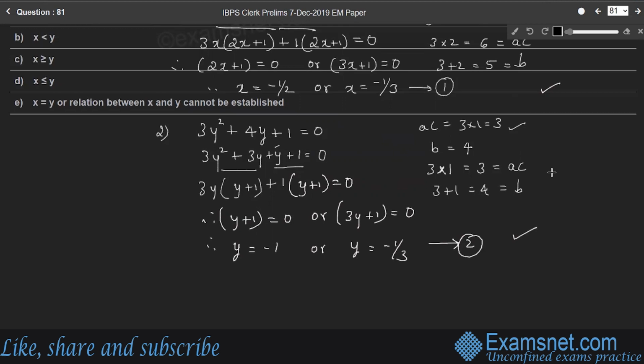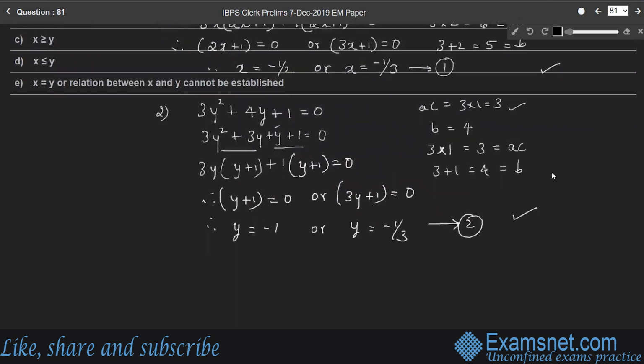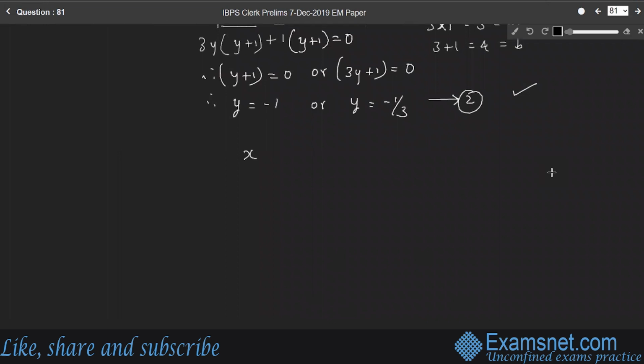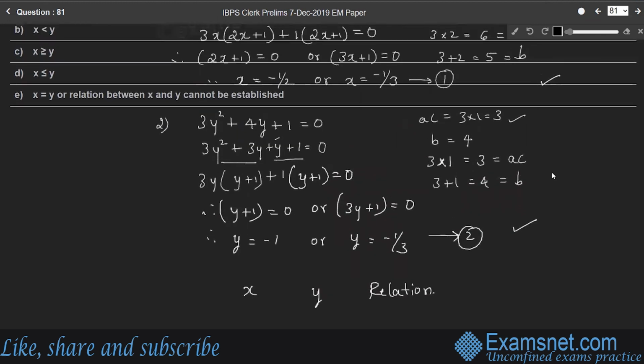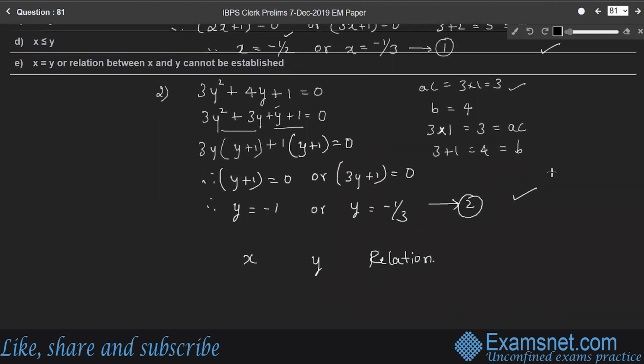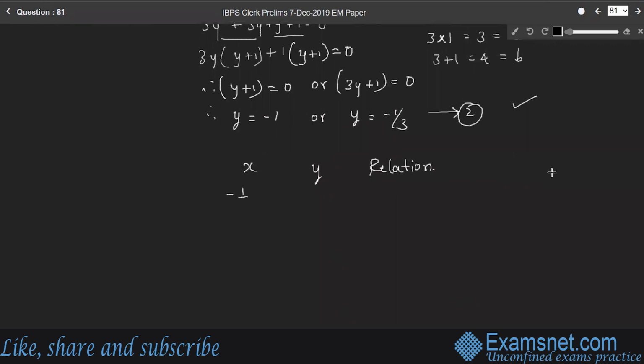Compare 1 and 2. Let us take the values of x and y here. Right? So value of x, y, and the relation between x and y, that is whether x is greater or equal to or less than y. Right? If the value of x is minus 1 by 2, and the value of y is minus 1, what is the relation? Whether minus 1 by 2, it is not equal to minus 1, it is greater than minus 1. Therefore, x is greater than y.